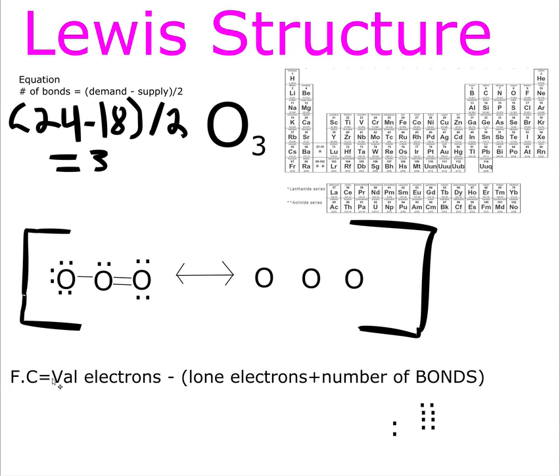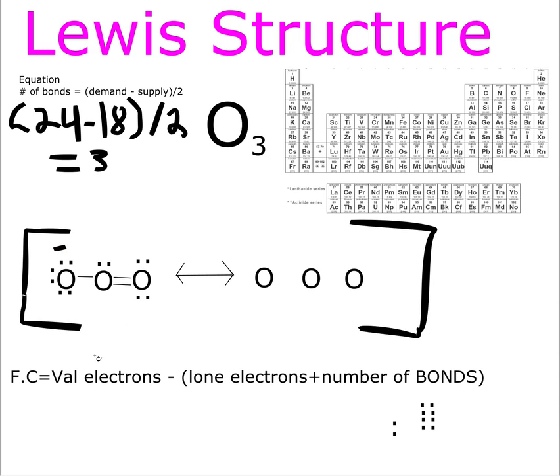So what we need to do now is the formal charge. Formal charge equals valence electrons minus our lone electrons plus the number of bonds. Now, let's look at the first oxygen on the far left. We have 6 valence electrons for oxygen minus our lone electrons, which is 1, 2, 3, 4, 5, 6 lone electrons on that atom, plus the number of bonds. Well, we form a single bond, so that counts as 1. So 6 minus 7 equals a negative 1. So this far left oxygen has a negative formal charge.